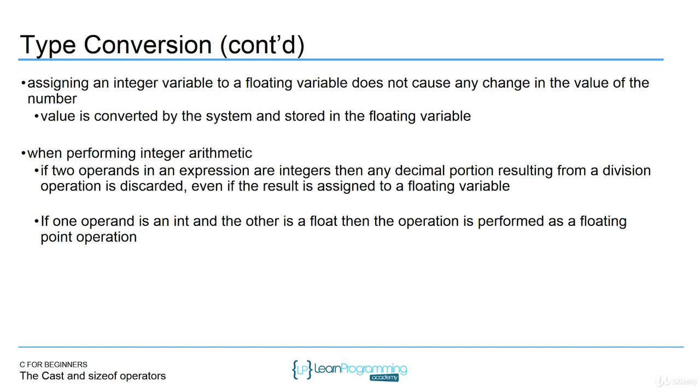So two numbers are ints and they're doing division. You're not going to get a floating point number. You're not going to get a decimal number. Now, if one operand is an int and the other is a float, then the operation is going to be performed as a floating point operation.